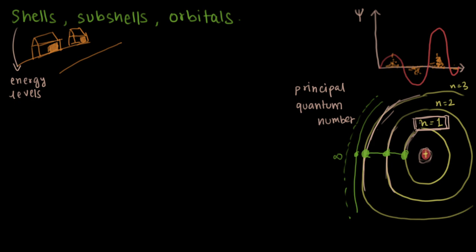What will be the principal quantum number when the electron is infinitely away? Interesting question, right? If the electron is in shell number 1, the principal quantum number will be n equals 1. This is how it gets represented. And in shell number 2, we have n equals 2, in 3, n equals 3, and so on. But what about infinity? Interesting, right? I'll let you think on that.